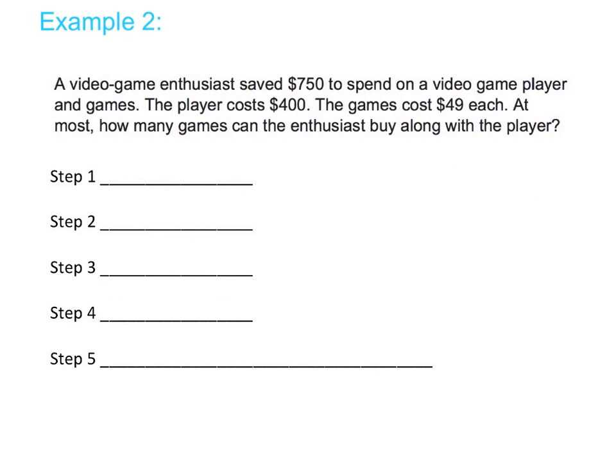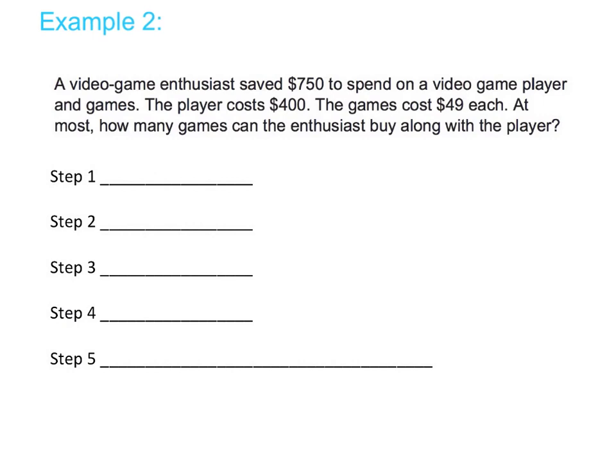Example 2, we have another situation where we're going to try and write an inequality. This says a video game enthusiast saved $750 to spend on a video game player and games. The player cost $400. The games cost $49 each. At most, how many games can the enthusiast play along with buying the player?